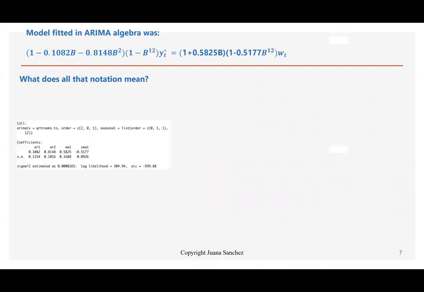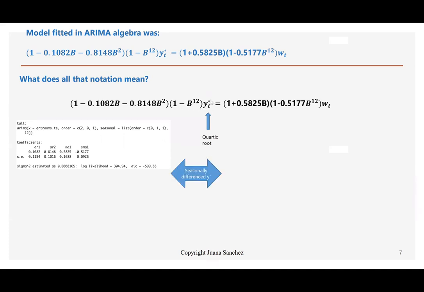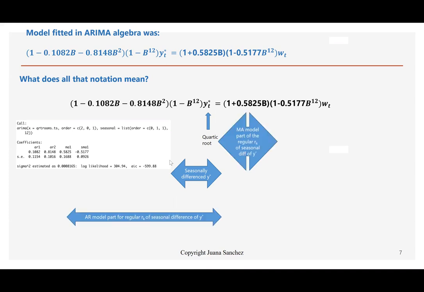Okay, so what is each of these parts? Let's have the model again. The model is here, the estimation, and we put it in polynomial form. We don't forget that we took the quartic root. Then this part here, 1 minus B12 y star t, represents that we seasonally difference the time series. And notice there is no coefficient when you are differencing. We only have the powers of the backshift polynomial. And then the whole thing means that we fitted an AR model of order 2 to the regular part of the seasonally differenced quartic root.